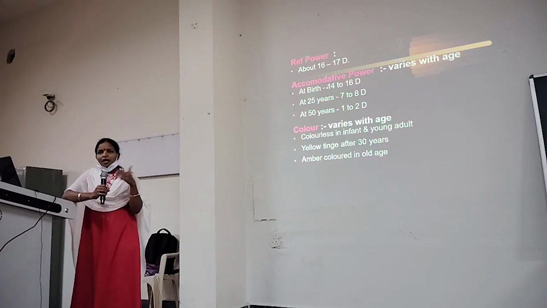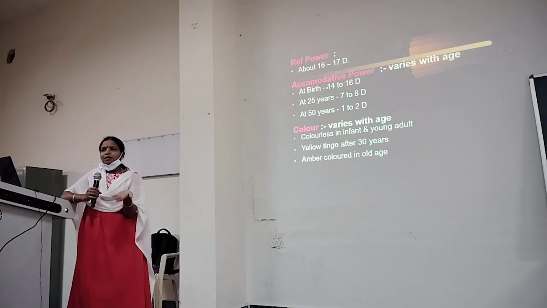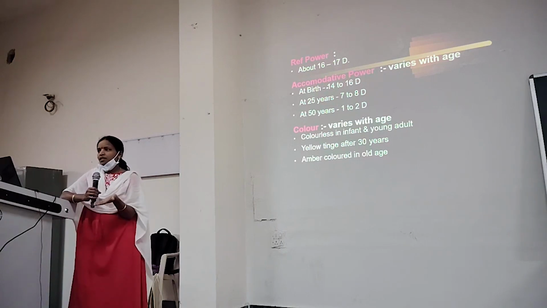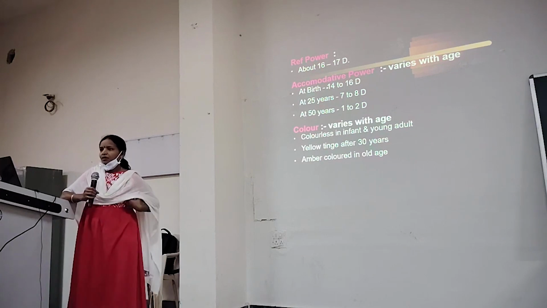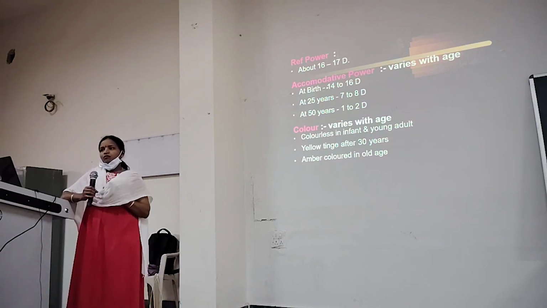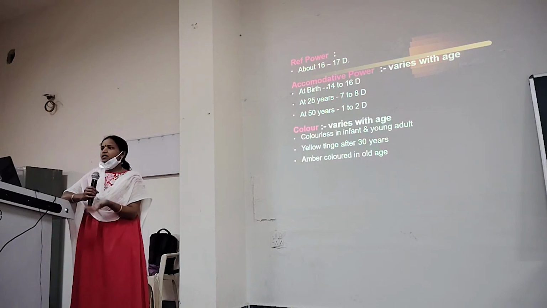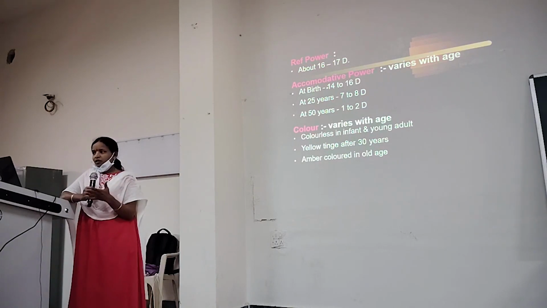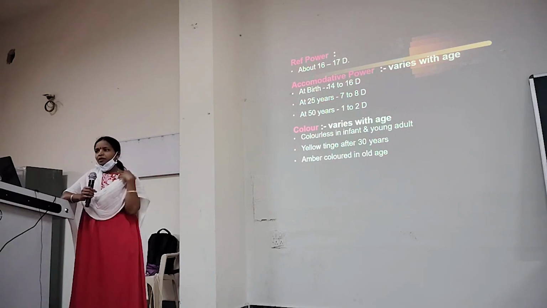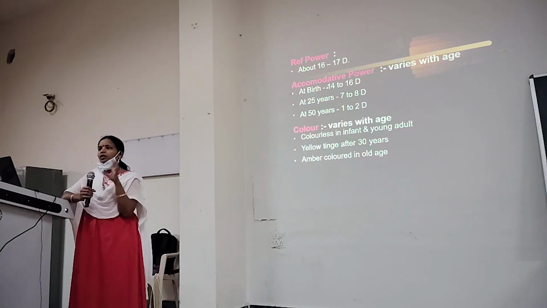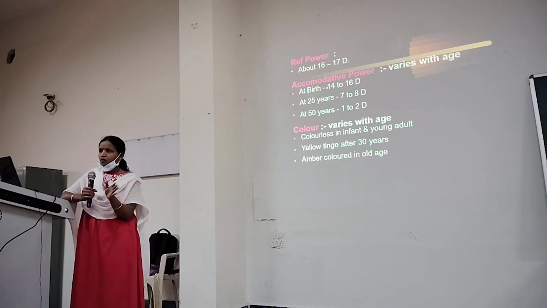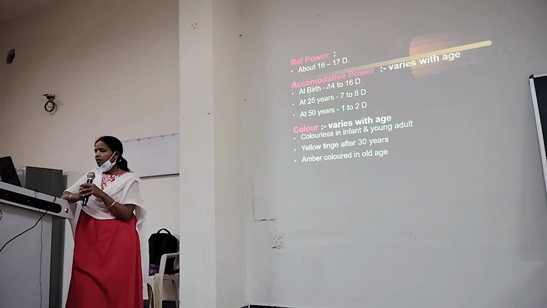So we give some addition because the natural lens is not able to accommodate. So we are giving an additional power. So for the near objects to be seen clearly, it varies depending upon the age of the patient. We give different powers. So this is one property of the natural lens or human crystalline lens. It has a power of accommodation.